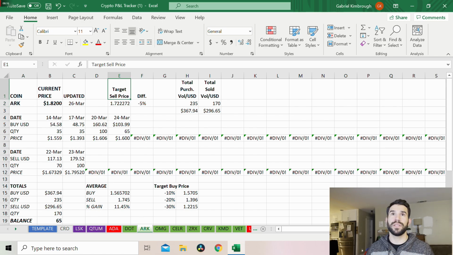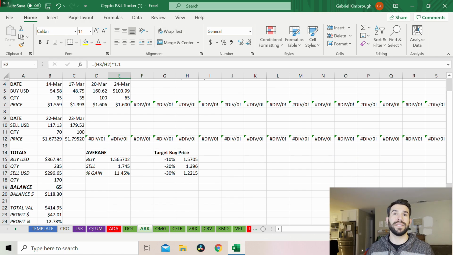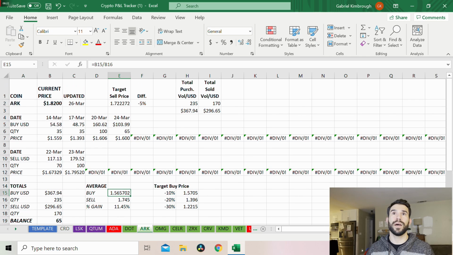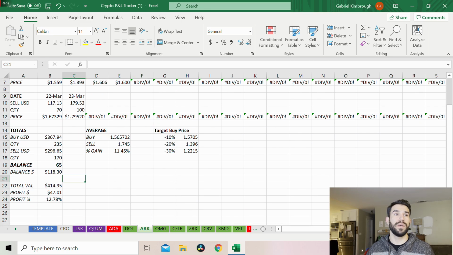So it's not too scientific. My target sell is basically 10% over what my average purchase price is. Doesn't necessarily mean I'm going to automatically sell it, but I see this and I know if I want to sell it, I'm in a decent range to be able to sell it. So the profit I've made on this one is $47 and a little over 12%.